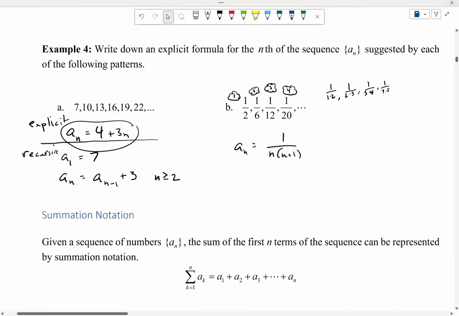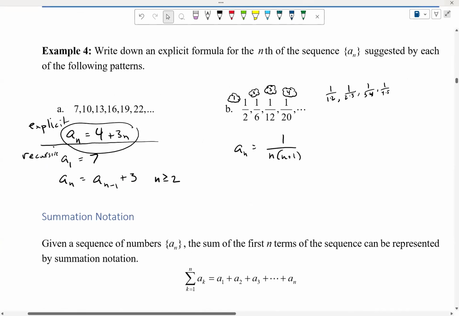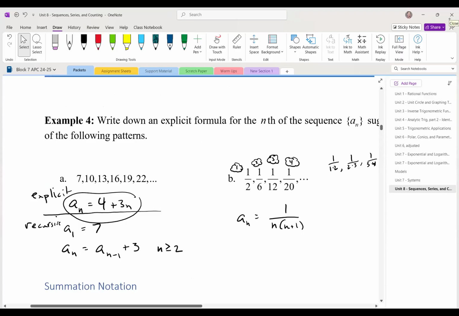Okay, before we get into summation notation, I am going to give you until 2:26 to clear up any questions you had. And if you want to stretch or zone out, now's a good time.